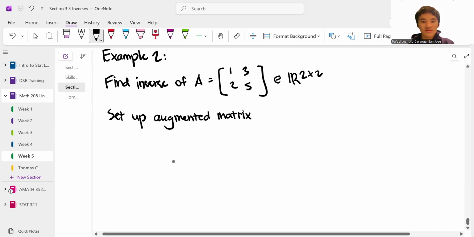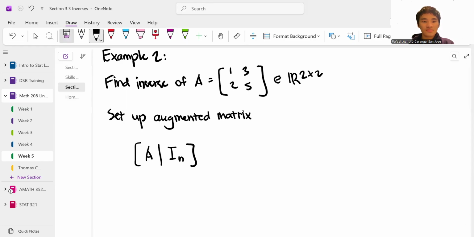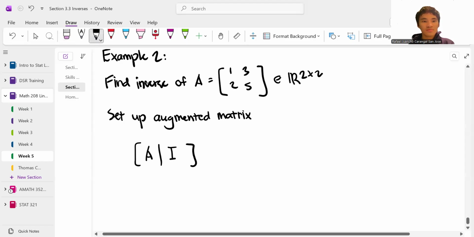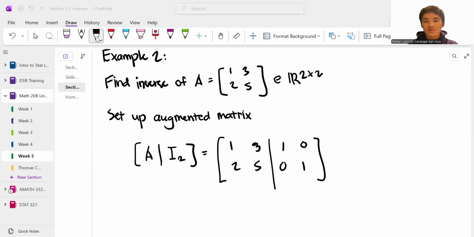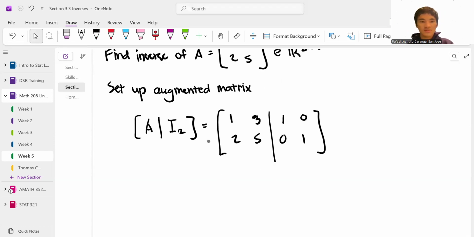So how's that going to look like? This A, then the vertical line, I sub n. In this case, it's I2. This is the same thing as 1, 3, 2, 5, and then the identity. Like that. Now, how do we do row operations on these? Now we do Gaussian elimination. It's the same thing.